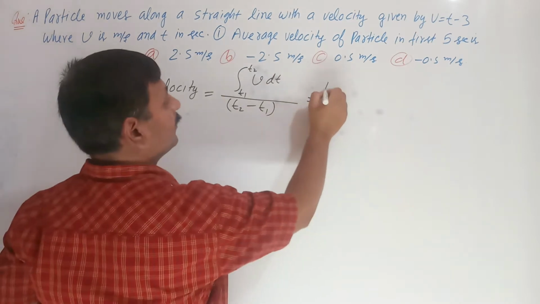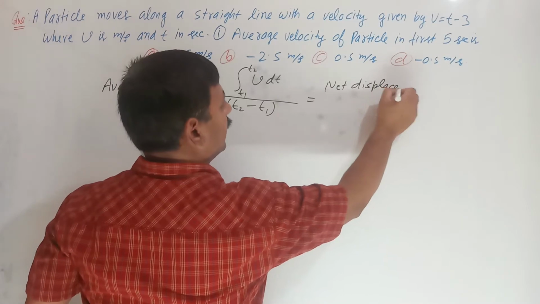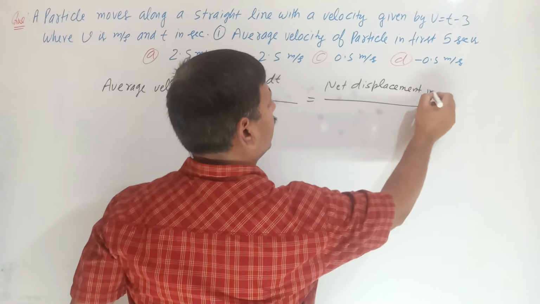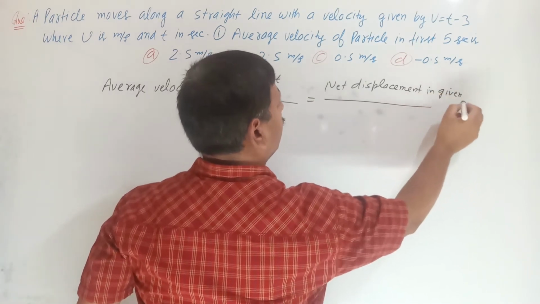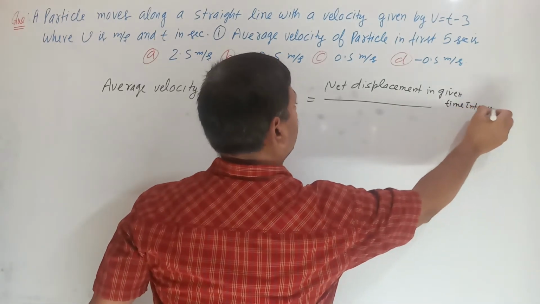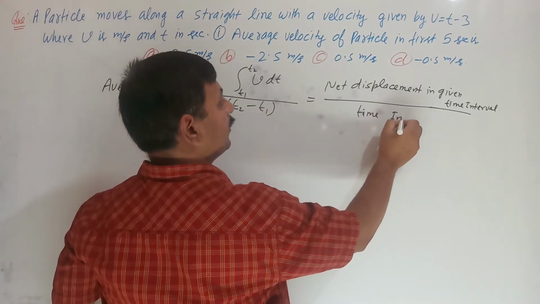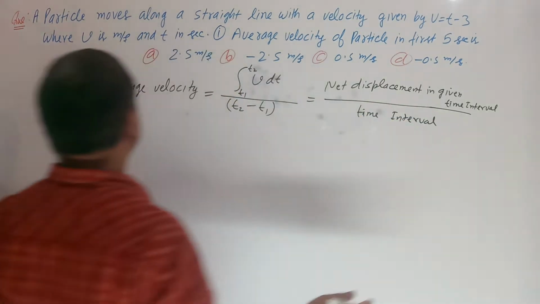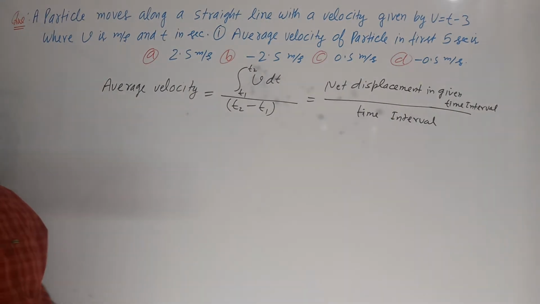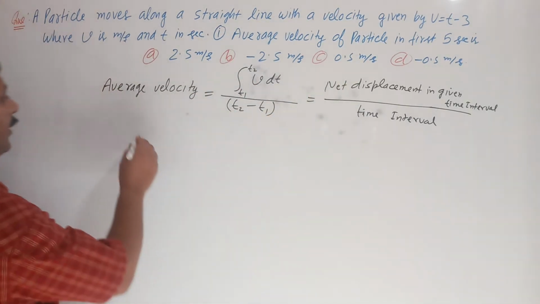Net displacement in the given time interval, divided by the time interval. This is for the average velocity. So how will we find the average velocity? Firstly we have to find the net displacement in the given time interval. So what will be the net displacement?